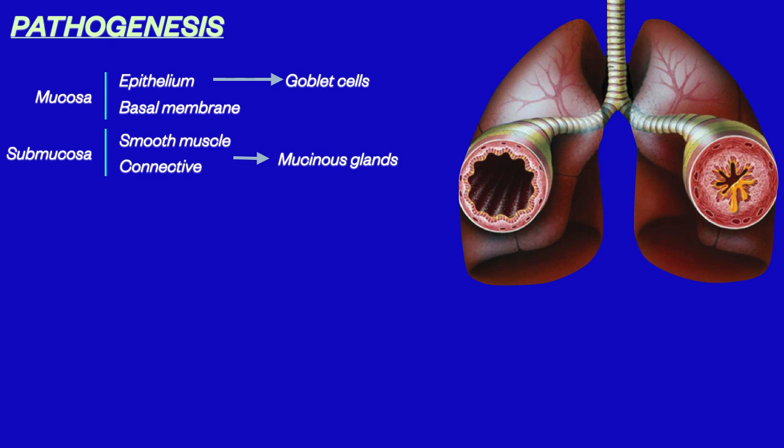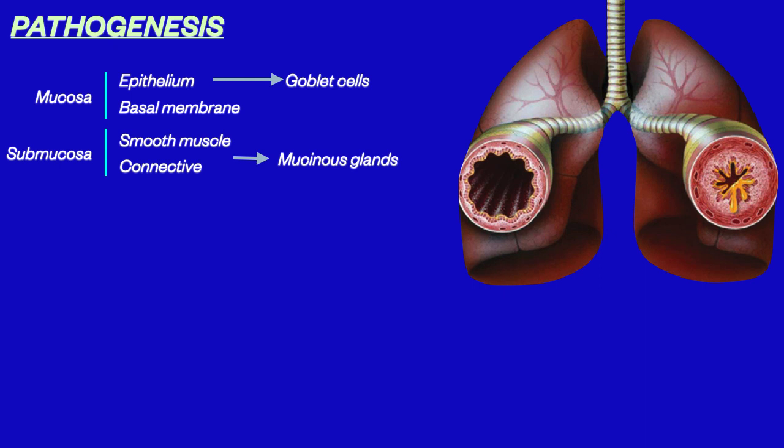These are the glands that secrete the majority of the mucus into the lumen of the bronchi, helping to catch and filter out particles in the air and pathogens. Finally, in the bronchi, but not the bronchioles, there is also a layer of cartilage below the submucosa, which stiffens the bronchus and helps to keep it open.